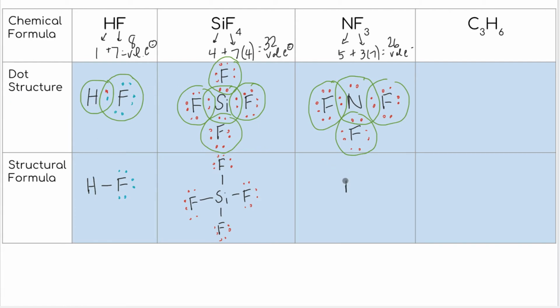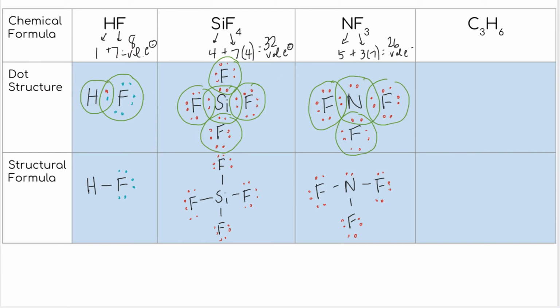Let's translate this into the structural formula. There will be a single bond between the nitrogen and each fluorine, and then each fluorine will have 6 unshared electrons. In this case, our nitrogen will also have a non-bonding pair of electrons next to it. You'll learn about this later, but that non-bonding pair around the central atom does affect the overall geometry of the molecule, but that's something we'll discuss after spring break.